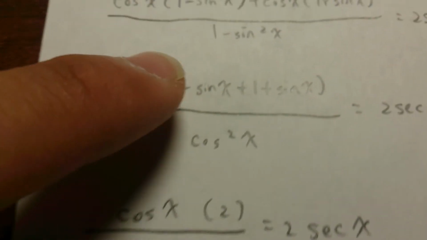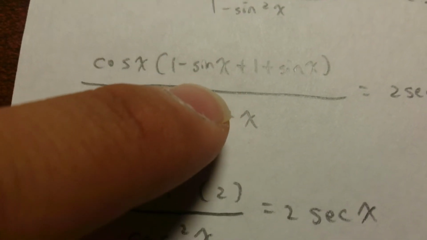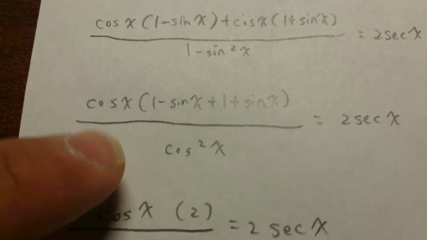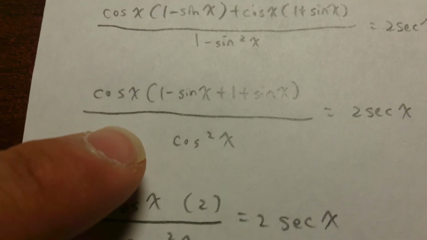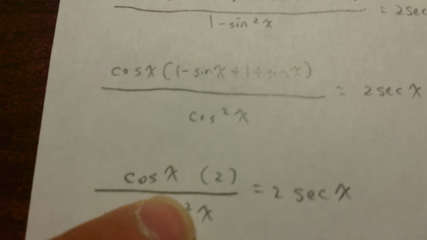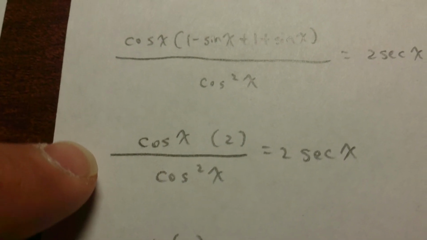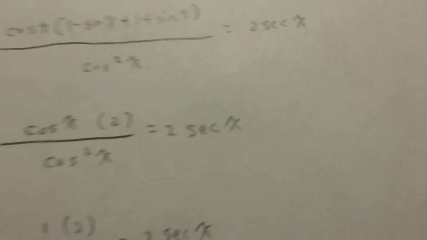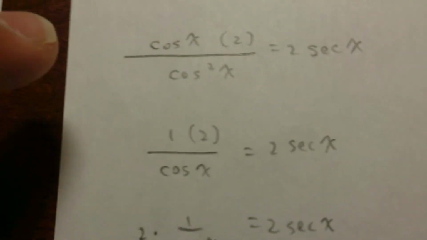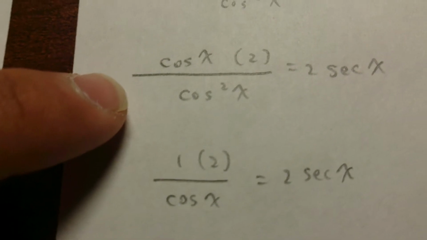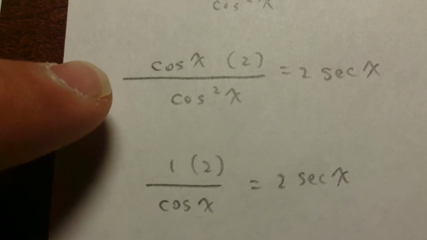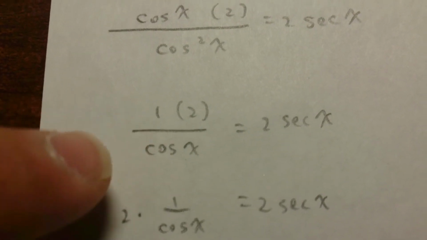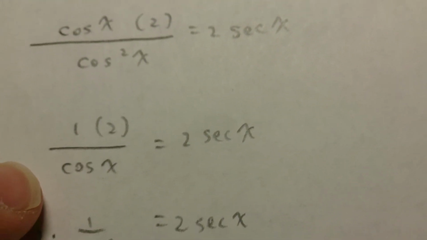And then on this step, since here is minus sine x and plus sine x, we can just cancel them, which will leave us 1 plus 1 equals 2. So here is cosine times 2 over cosine squared equals 2 secant. And we will cancel out 1 cosine x on both top and the bottom, which will become 1 times 2 over cosine x equals 2 secant.